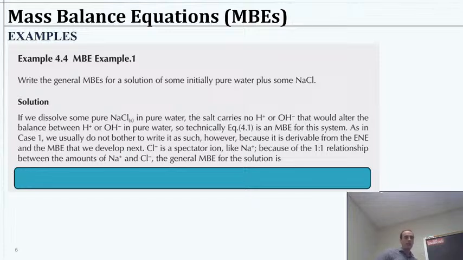Then the mass balance equation is next. So Cl minus is what we'd call a spectator ion, just like Na plus. And that goes back to what I was trying to say earlier. It's sort of there as a spectator. Once we put it in solution, it's just going to not interact with much. It's just going to watch what happens. So Cl minus and Na plus have a one-to-one relationship, so it becomes pretty simple. Take just a moment longer to think about what that looks like.